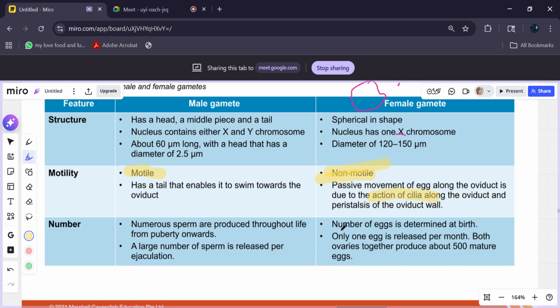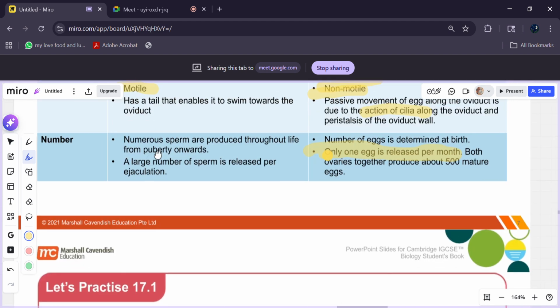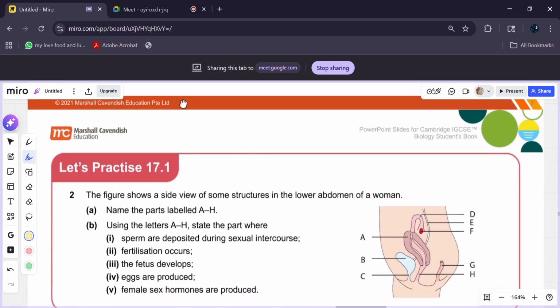So the number of eggs produced can only be one. An egg is only released every month. This is known as the menstrual cycle. It's part of the menstrual cycle, and 500 mature eggs are produced altogether. But the moment a lady hits 45 to 55, the eggs stop being produced.